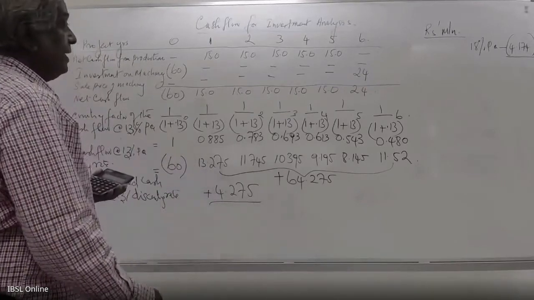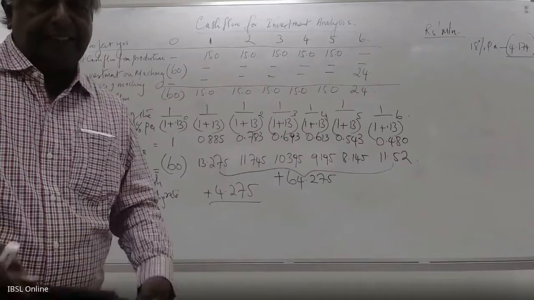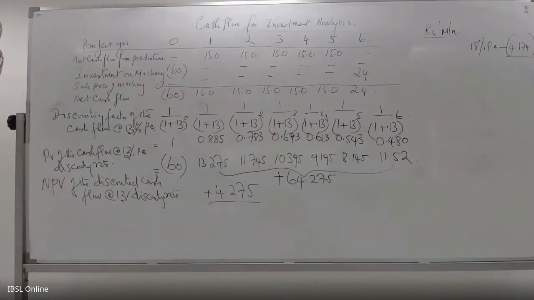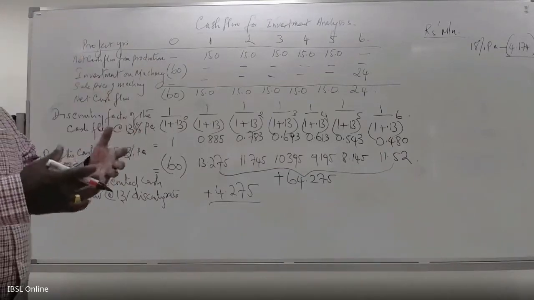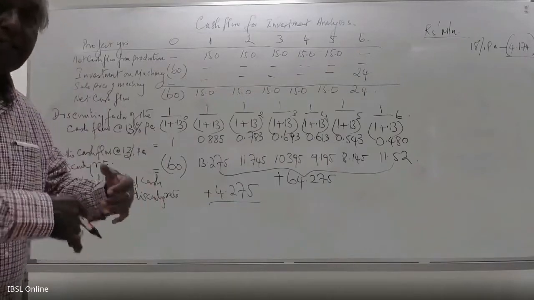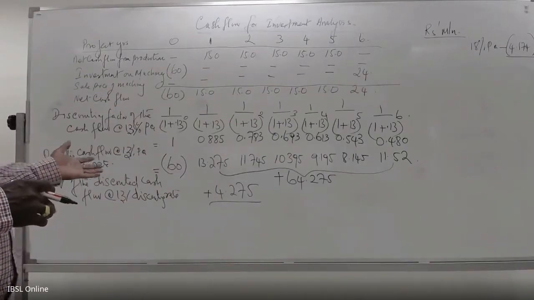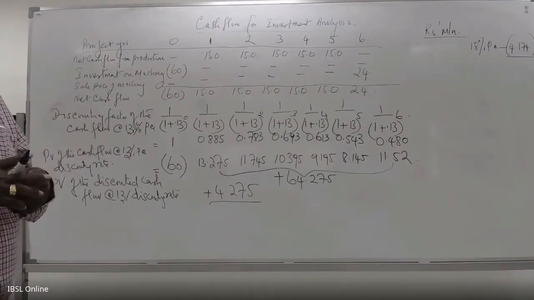So now at 13%, if they can borrow, then the project is worthy, because the NPV is positive. When we say NPV is positive, that means the inflows at present value are more than the outflow at present value. Then the project is worthy. So if they can borrow at 13%, the project is worthy for the company.